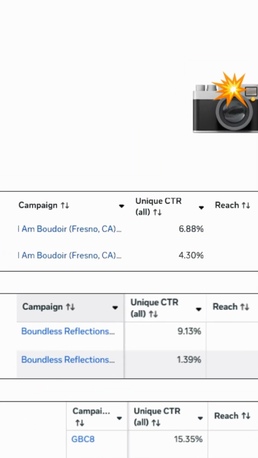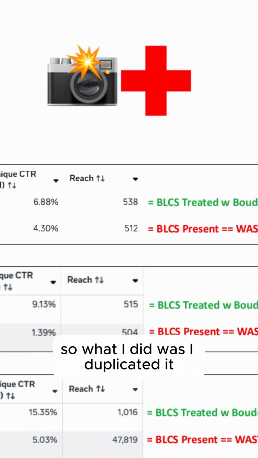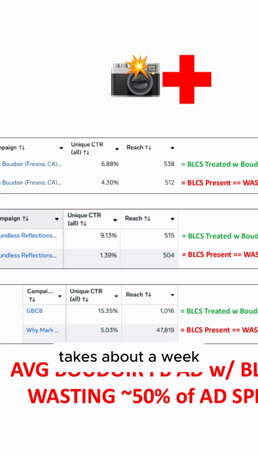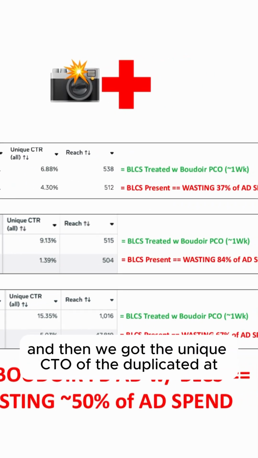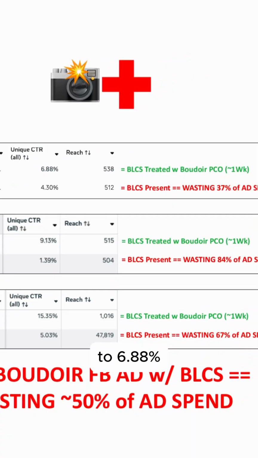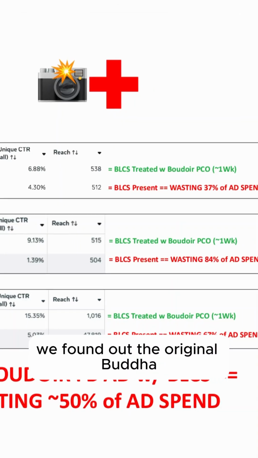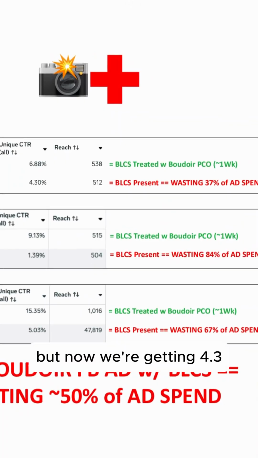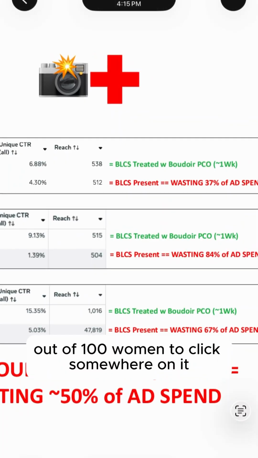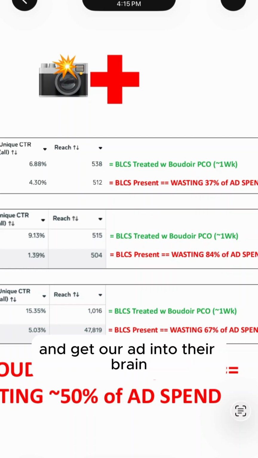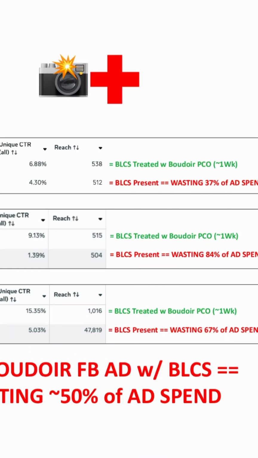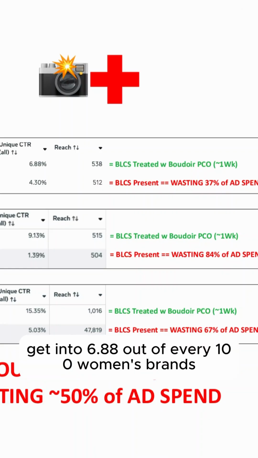So what I did was I duplicated it, treated it with Boudoir Pico, which takes about a week, and then we got the unique CTR of the duplicated ad to 6.88%. So way better. We found out the original Boudoir Facebook ad is wasting 37% of ad spend by only getting 4.3 out of 100 women to click somewhere on it and get our ad into their brain. And the Boudoir Pico treated one is getting to 6.88 out of every 100 women's brains.